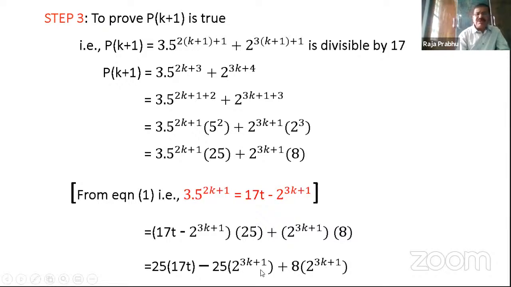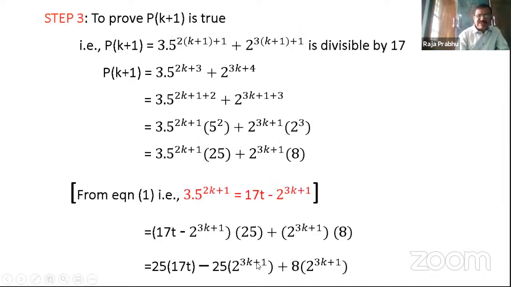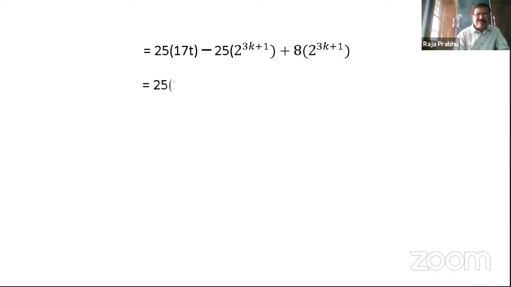Okay, now you can notice that here is a common term, children. That is 2 to the power of 3k plus 1 is here and 2 to the power of 3k plus 1 is here also. So it is common, and the coefficients are different. When there are common terms like this, then you just add the coefficients, which is shown to you already in the next step. Yes, the same step is carried forward here. Now you see here, this is minus 25 plus 8.